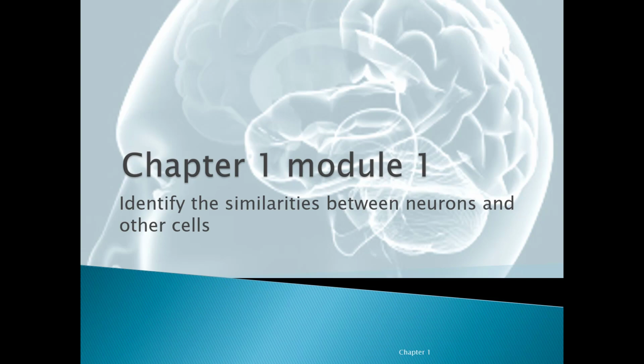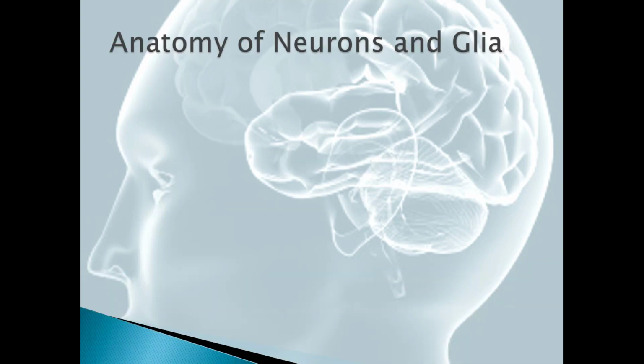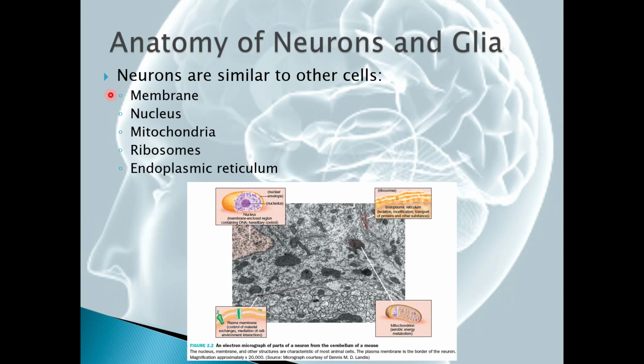This video will identify similarities between neurons and cells in other parts of the body. The anatomy of neurons and glia is very similar to the anatomy of cells in other parts of the body. Neurons are similar to other cells. Neurons have membranes, and here we see that bilipid membrane. Neurons have a nucleus that we see here. They have mitochondria, which are the powerhouse of the cell, ribosomes, and endoplasmic reticulum.